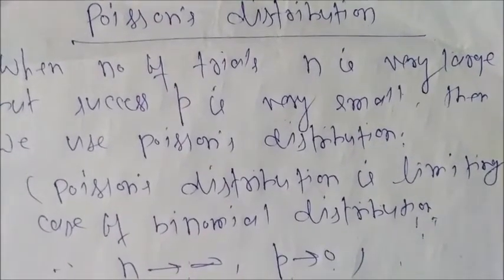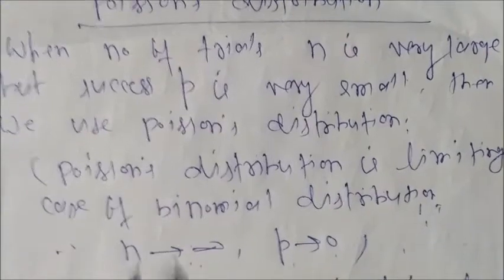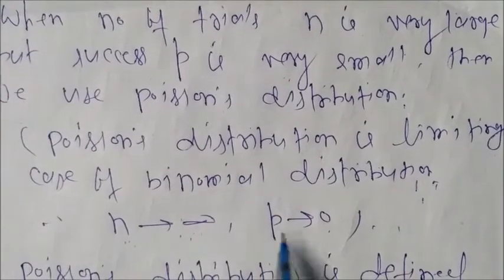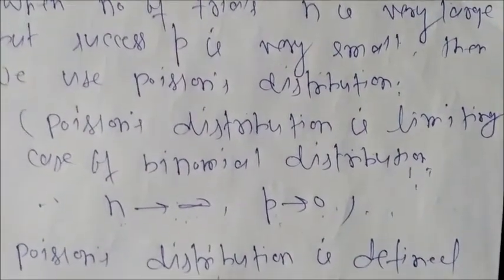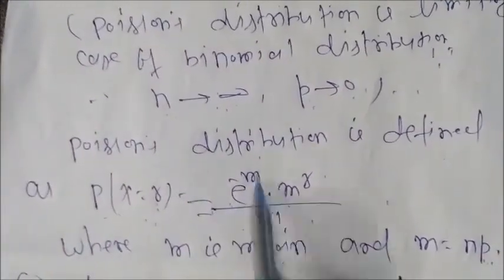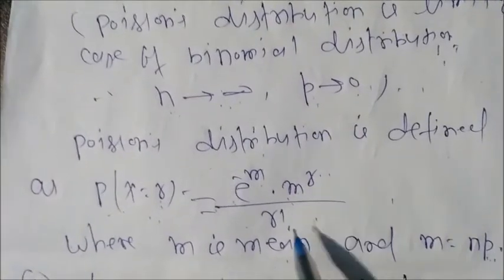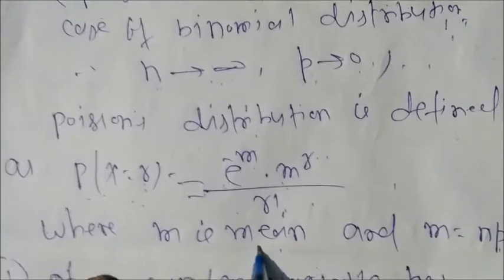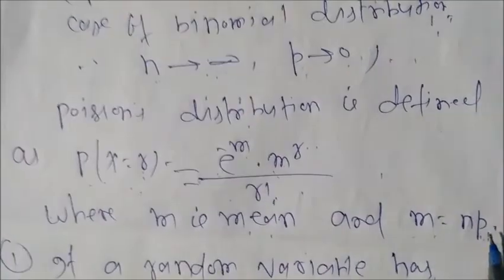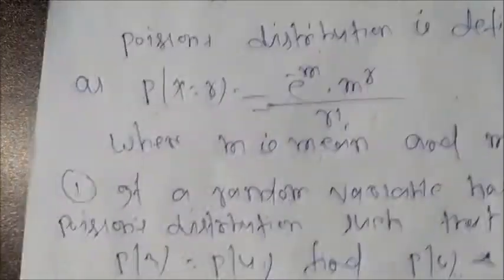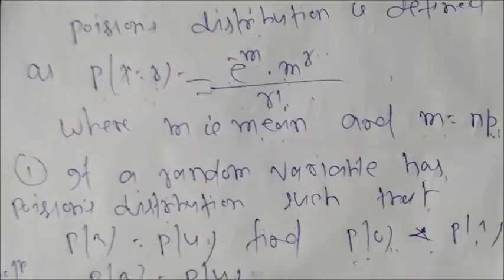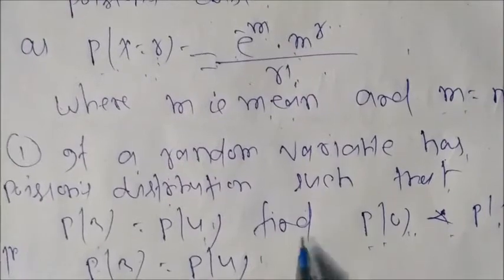Poisson's distribution is the limiting case of binomial distribution, that is, n tends to infinity and p tends to 0. Poisson's distribution is defined as P(X = r) equals e to the power minus m into m to the power r by factorial r, where m is the mean, and mean is defined as m equal to np. Mean m is called the parameter.